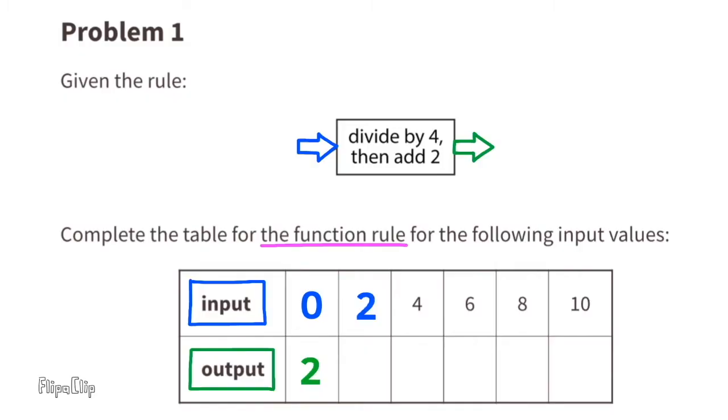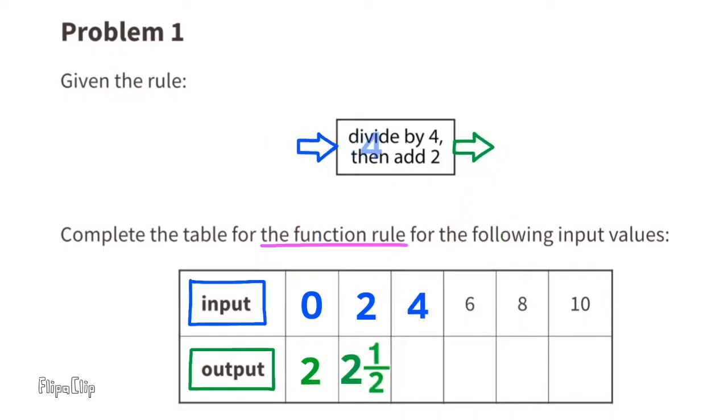Now the input is 2. Let's put a 2 inside. 2 divided by 4 equals 2/4 or 1/2. Then add 2. 1/2 plus 2 is 2.5. A 2 goes in and a 2.5 comes out.